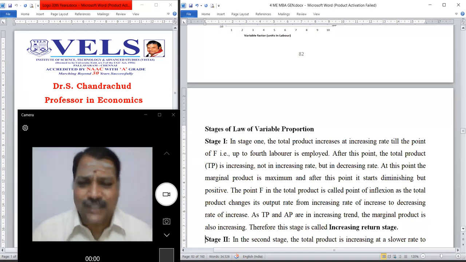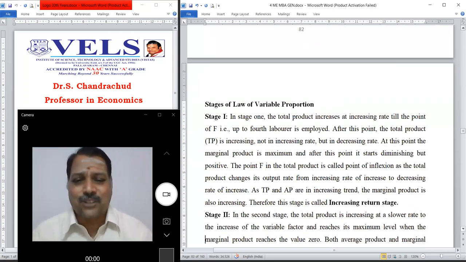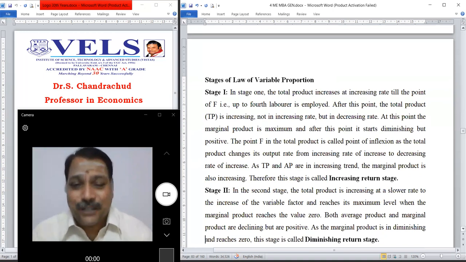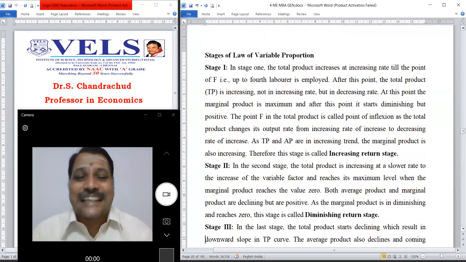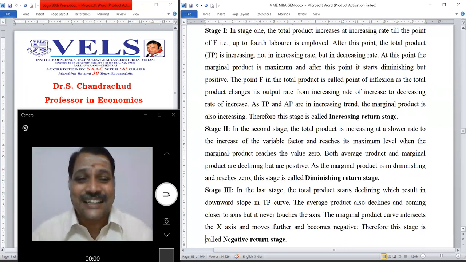As total product and average product are in an increasing trend, the marginal product is also increasing. Therefore, this particular stage we call the increasing return stage. The name of the first stage is the increasing return stage.